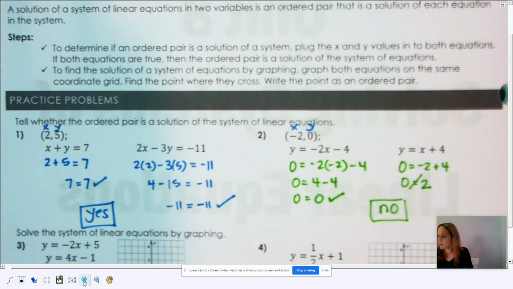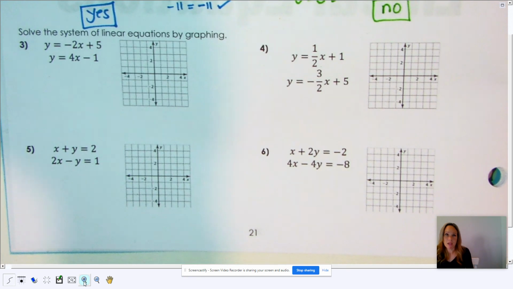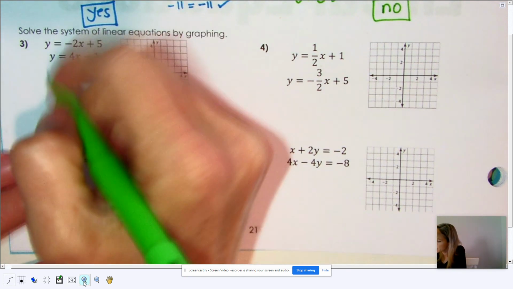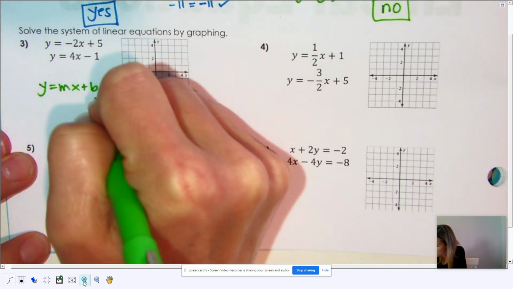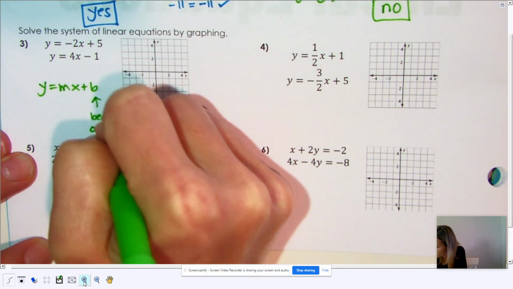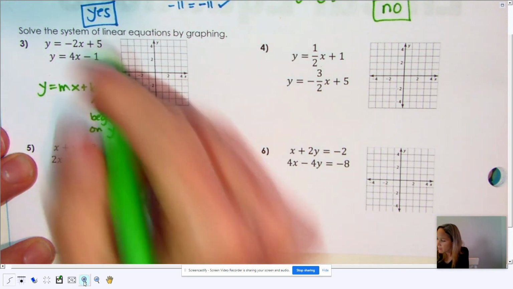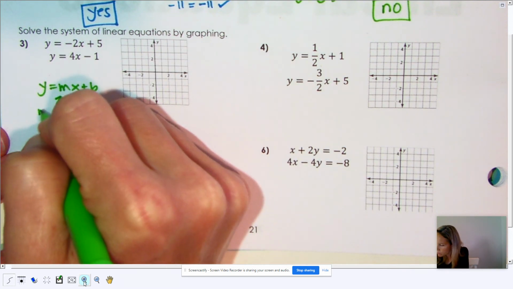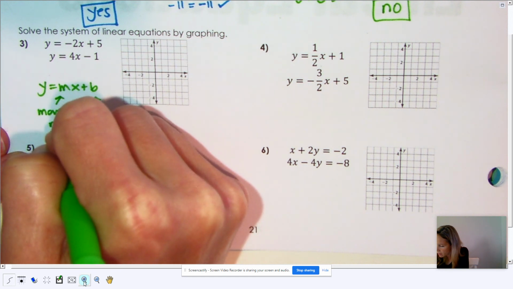All right, question number 3 in our practice. We are going to solve the system by graphing. Remember, if we have y equals mx plus b, this is where we begin, and we always begin on the y-axis. We start with our up and down. And then the m is how we move, okay? And it's the rise over the run.